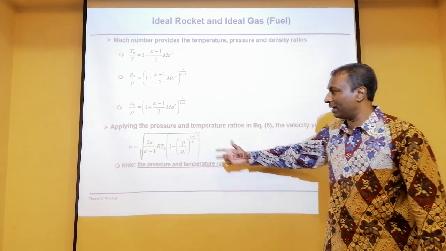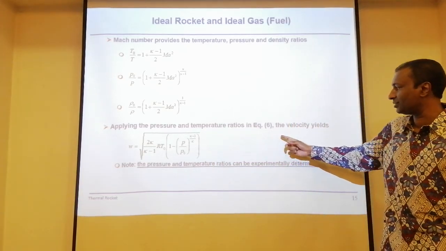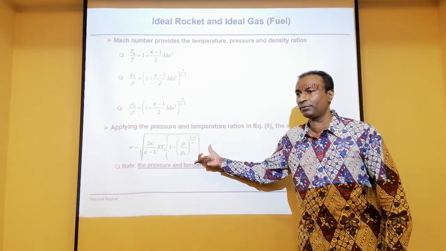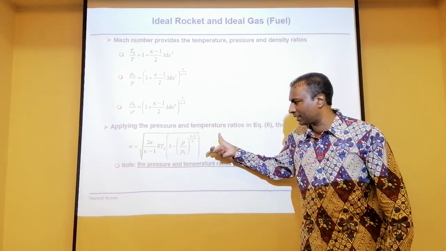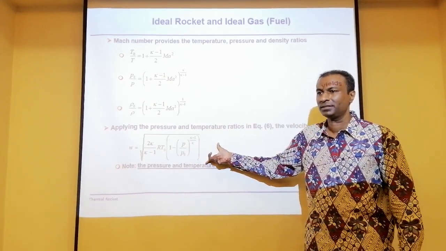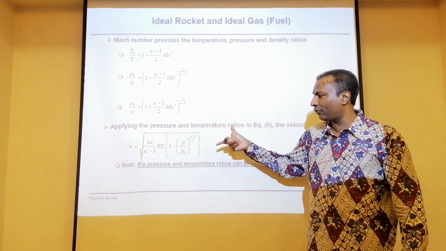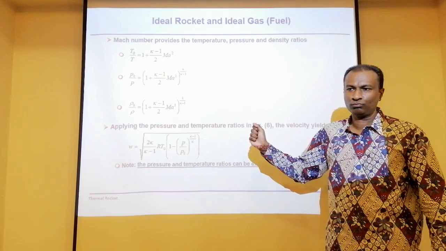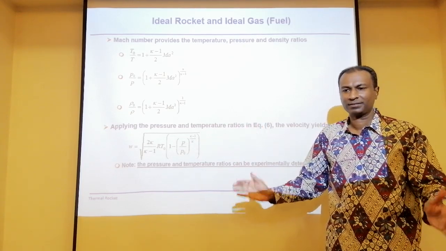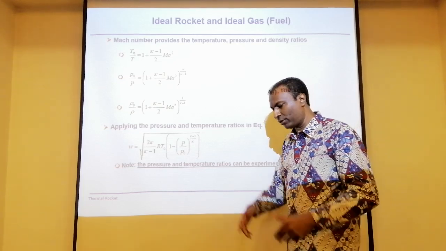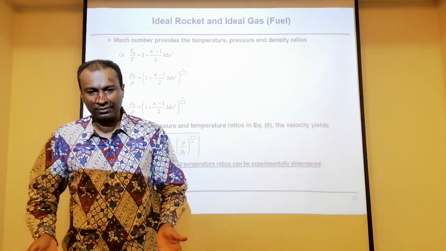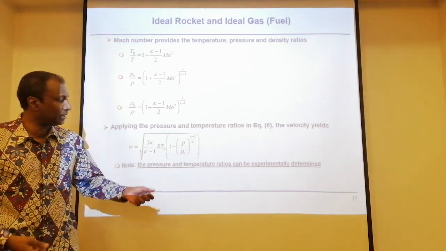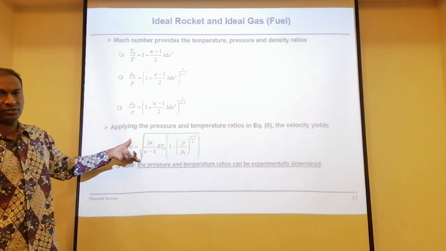That's good news. So applying the pressure and temperature ratios in equation 6, the velocity now yields this formulation. This is the exact formulation that we want in a rocket engine for us to estimate W here. Terrestrial, that means on planet Earth, before we fly, we manufacture the engine and we want to measure and estimate the WE. This is how we can do it.